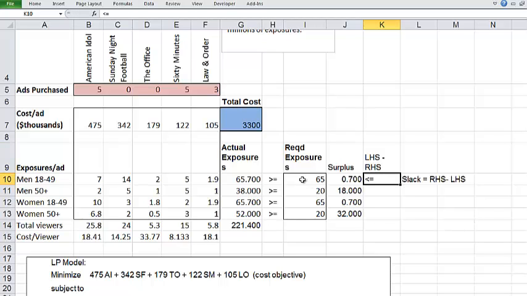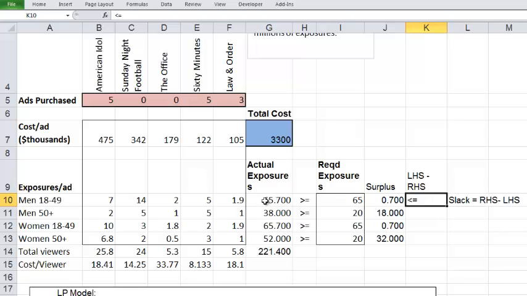So here, for instance, actual exposures are 65.7 and the required was 65. So we would say that the exposures have to be at least 65 but could be more. And it turns out that in this group you end up reaching more than the required. Well, how many more? It's 0.7, and that is a surplus. 0.7, of course, means 0.7 in millions, so it's actually 700,000 is the surplus of the young men that were reached.